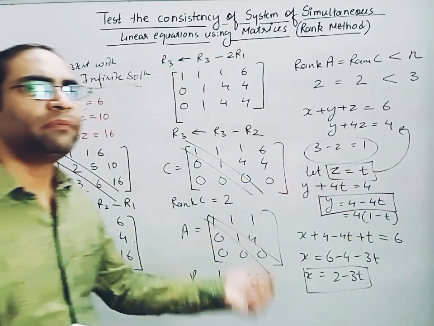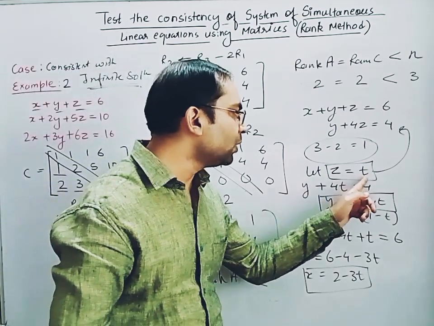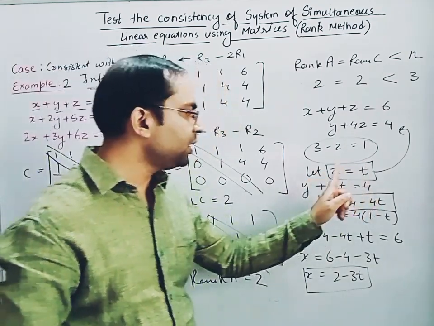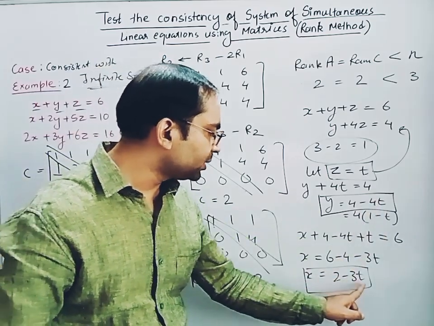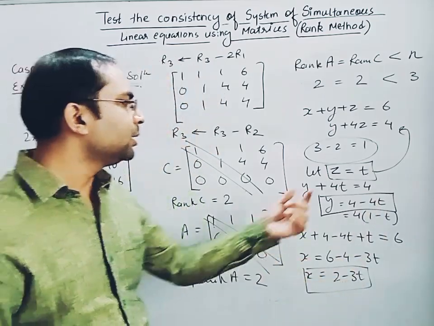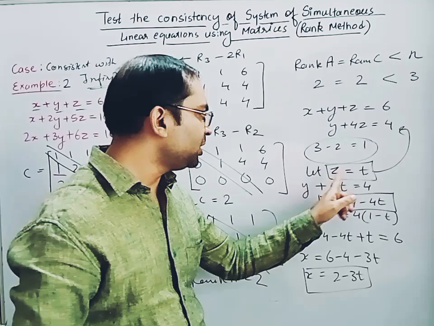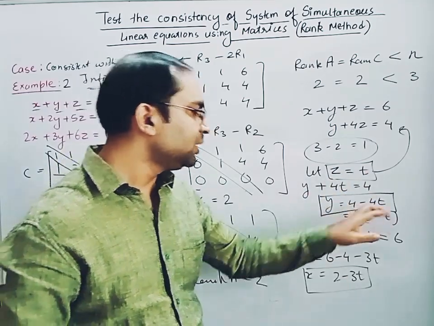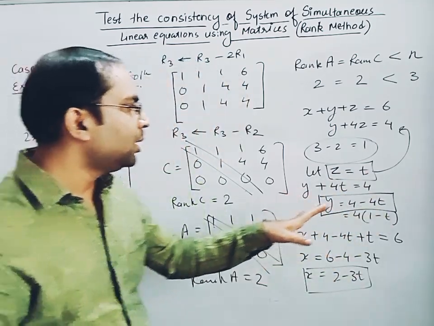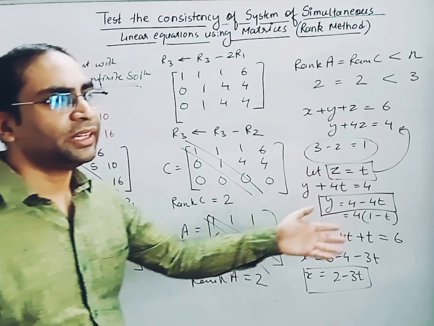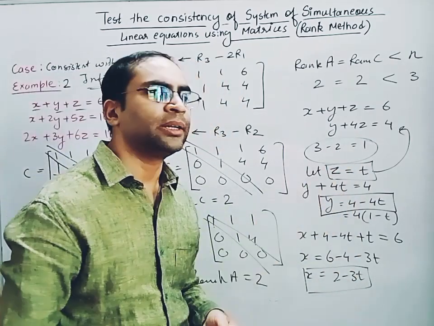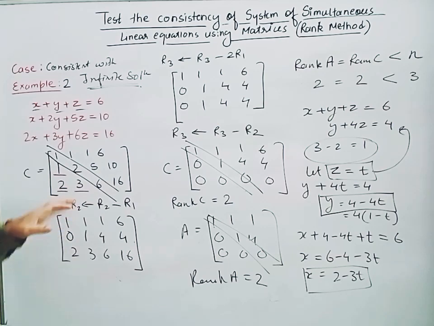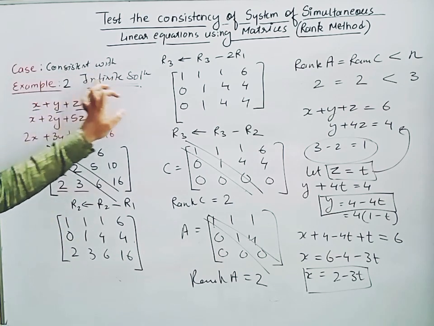Now, how have we got infinite solutions? We can substitute the values of t. Let's say if we put t as 1, then z would be 1, y would be 4 minus 4, that is 0, and x would be 2 minus 3, that is minus 1. We can also take t as 2. So, when t is 2, z is 2, and similarly y and x will change. In this way, by changing the values of t, we can have infinite combinations of x, y, and z. So, this is how we solve the system that is consistent and has infinite solutions.